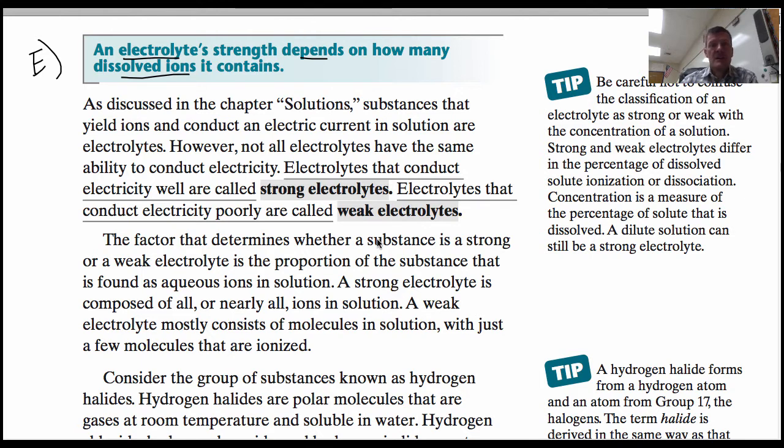Electrolytes that conduct electricity very well are strong electrolytes. It just depends on how many ions are actually produced. Some are going to dissociate very well. Some dissociate just a little bit. Electrolytes that conduct electricity poorly are called weak electrolytes. That makes sense, right?